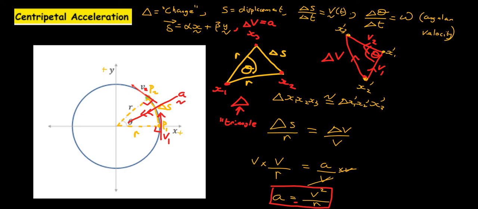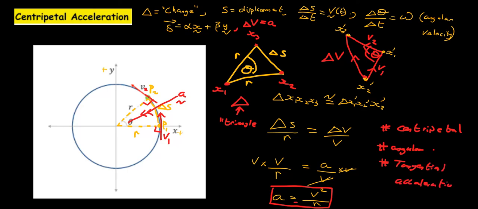There's actually three types of acceleration. There's the centripetal, there is the angular acceleration, and there is the tangential acceleration. And we'll look more closely at those in the next video.